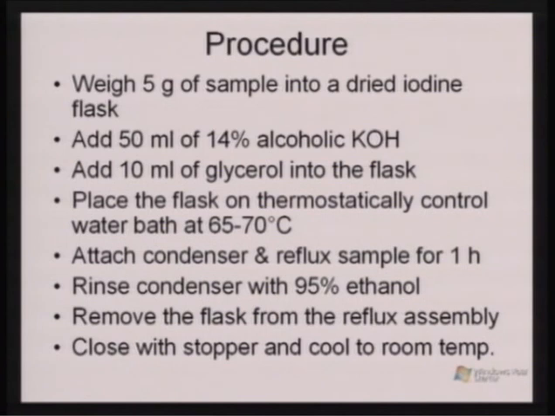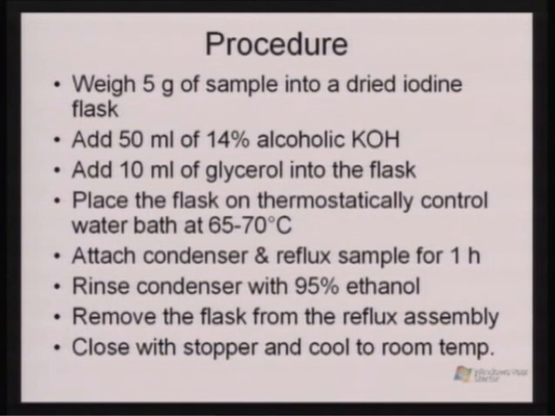For the determination of vitamin A, you need to weigh 5 gram of sample into a dried iodine flask. The sample weight can be different depending upon the matrix of the analysis. If the sample is containing sufficient amount of vitamin A, you can take a lesser amount of sample. If it has a very low amount of vitamin A, you can take a larger sample weight. But if you are increasing or decreasing the sample weight, you will have to adjust the other reagents and chemicals accordingly.